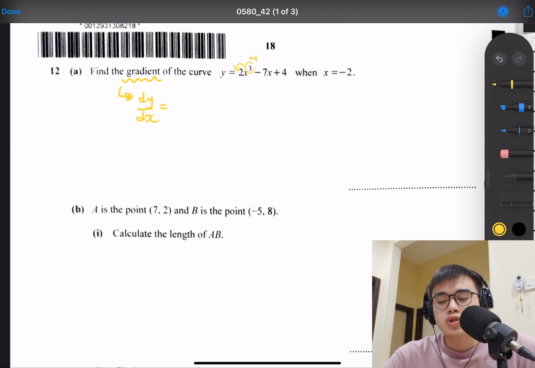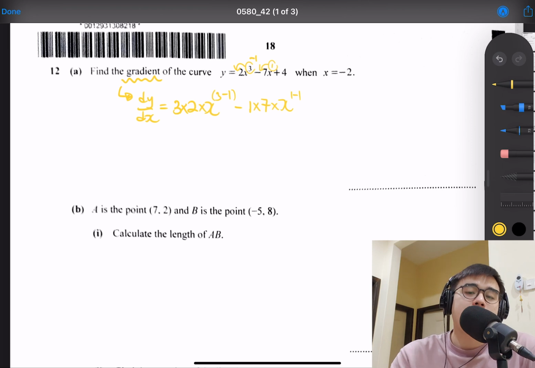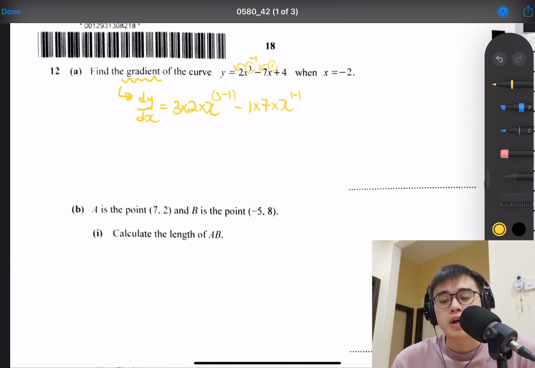So 3 times 2 times x to the power of 3 minus 1, followed by 1 times 7 times x to the power of 1 minus 1. So you might wonder, where did the 1 come from? When there's no power specified by the question, the default will always be 1. That's how I trace the 1 over there. And if there's no x, you can actually straight up ignore it.